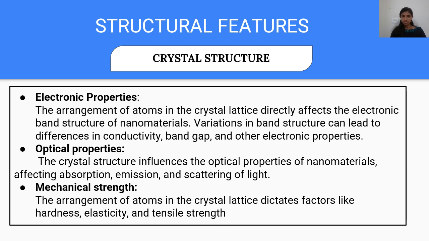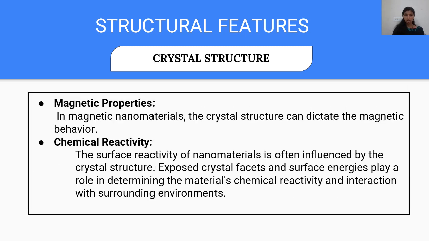Nanomaterials with different crystal structures may have varying mechanical properties. The arrangement of atoms in the crystal lattice dictates factors like hardness, elasticity, and tensile strength. For instance, carbon nanotubes can have different mechanical strength depending on their chirality and structures. Now we'll see how the crystal structure influences the magnetic and chemical properties.